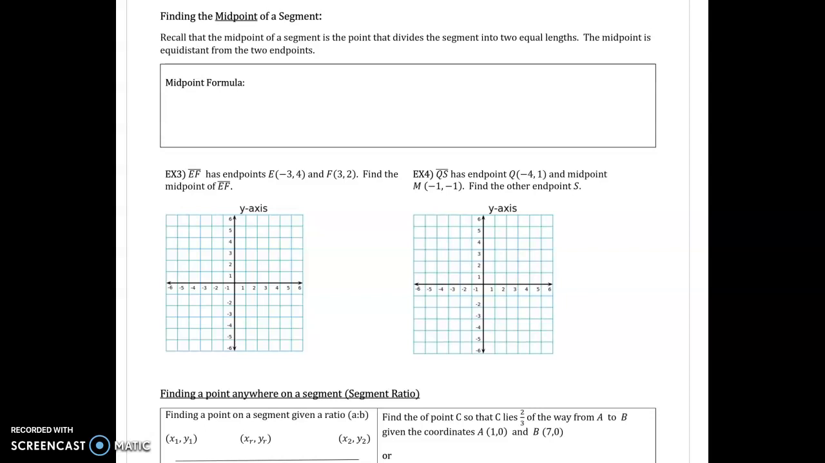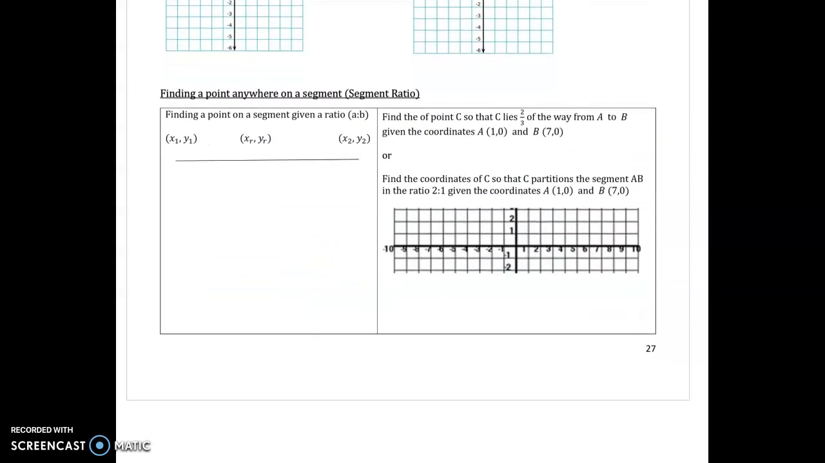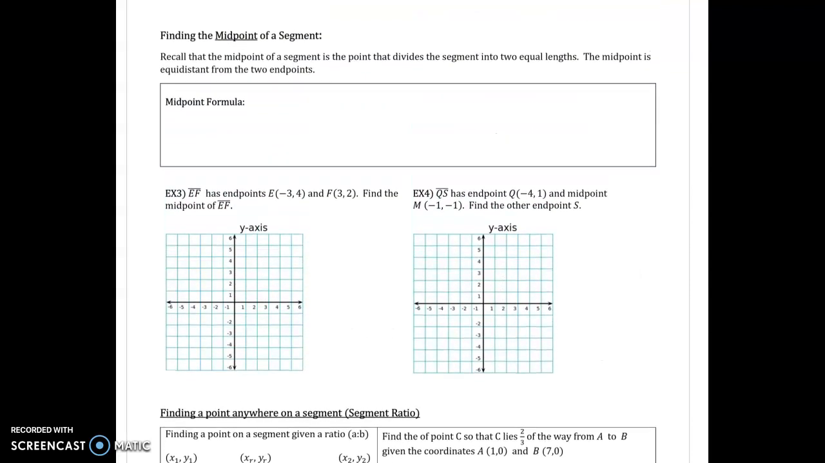All right, so we are back to our second video. We are on page 27, back in the note packet. One class got to the midpoint formula, the other one didn't, but we really didn't do much practice with it. So I do want to take a moment just to go over this with you guys.